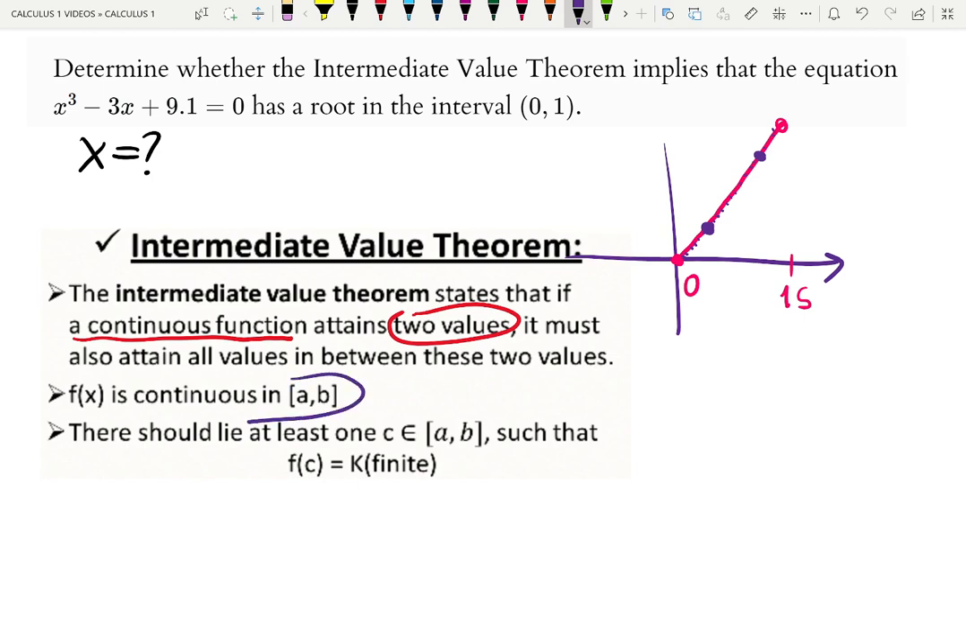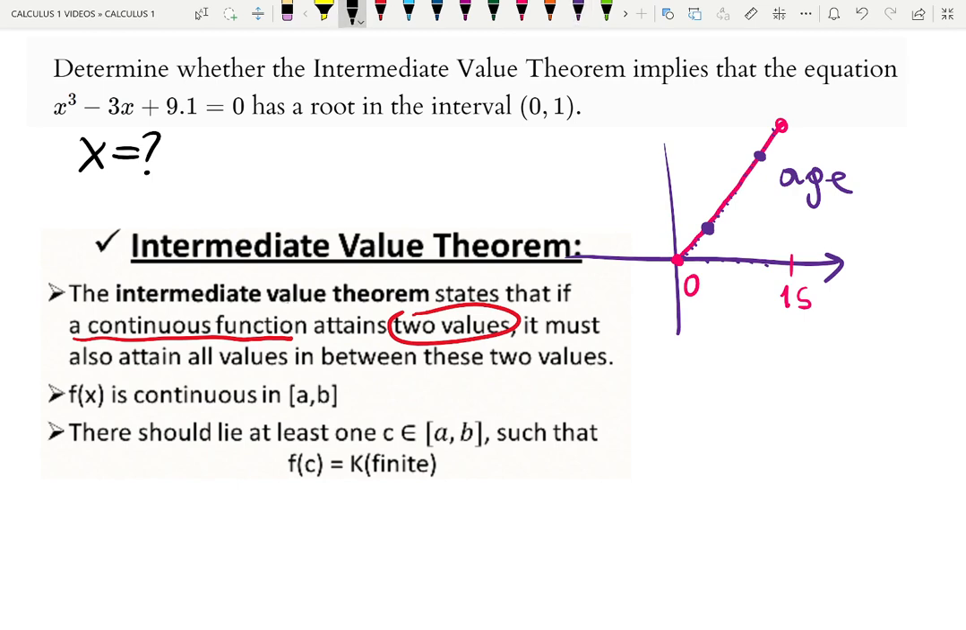So the function also should be continuous on the endpoints, which means in my cute example of age, at 0 and 15. And then we say that there should lie at least 1 point on the inputs between 0 and 15, such that the output of that point is a finite number k.